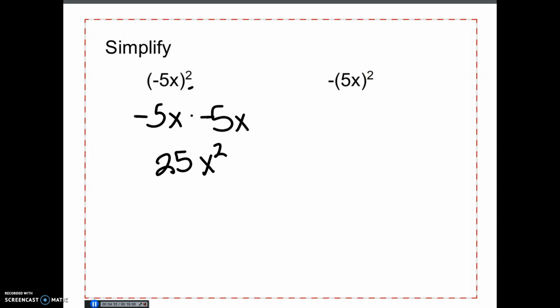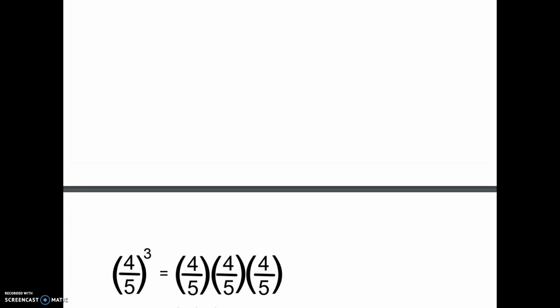Okay, over here the negative is outside the parentheses, so the only thing being multiplied by itself is 5x times 5x. That's giving you 25x squared, but I haven't dealt with the negative yet. The negative is still out in front. So this one, the answer is negative 25x squared. So just be very careful, okay, about where the negative is in relation to the parentheses, because it makes a big difference.